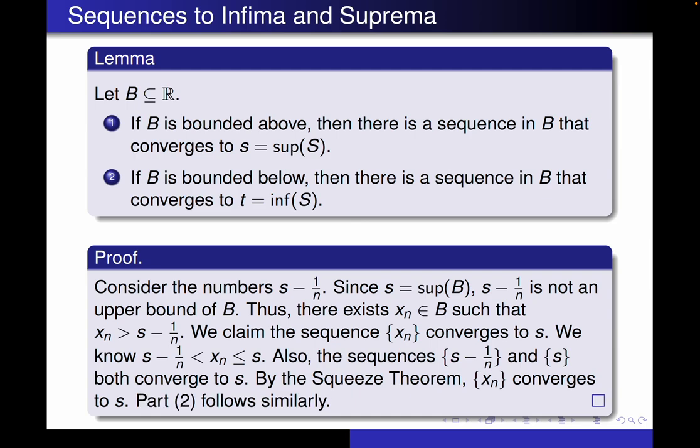The one about infimum is very similar. Instead of looking at s minus 1 over n as we did for the supremum, you're going to look at, let me see, t is the infimum. You're going to look at t plus 1 over n. And again, you get a mirror image proof to the first one.